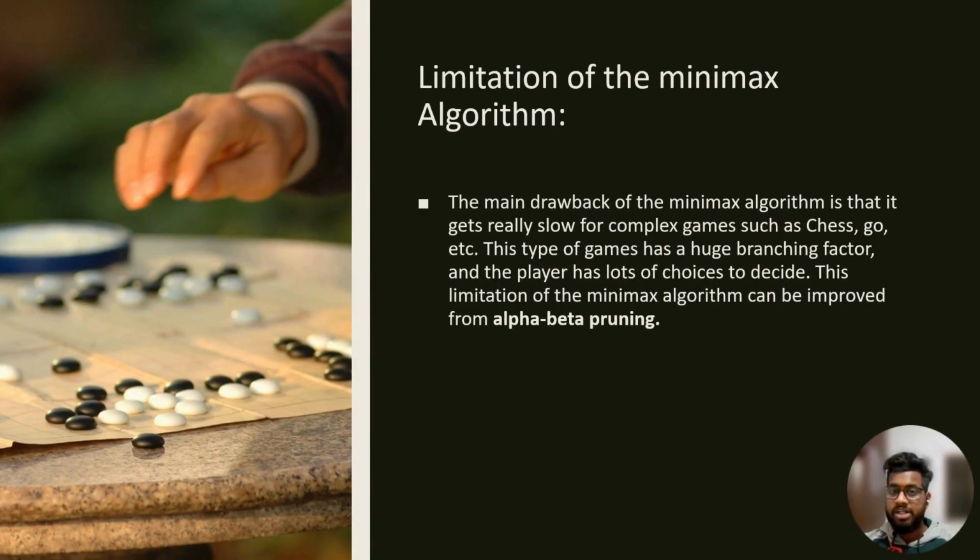Some of the limitations of the Minimax algorithm: the main drawback of the Minimax algorithm is that it generally gets slow for complex games such as chess, Go, and so on. These types of games have a huge branching factor, and the player has a lot of choices to decide from. This limitation of the min-max algorithm can be improved with alpha-beta pruning.